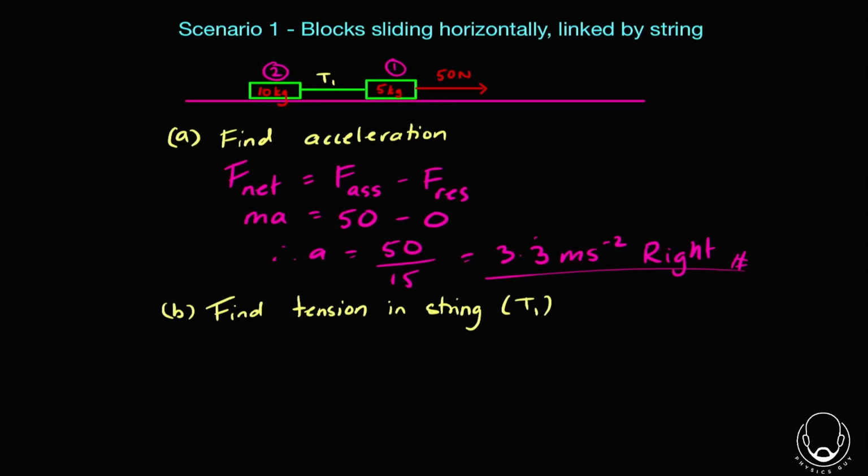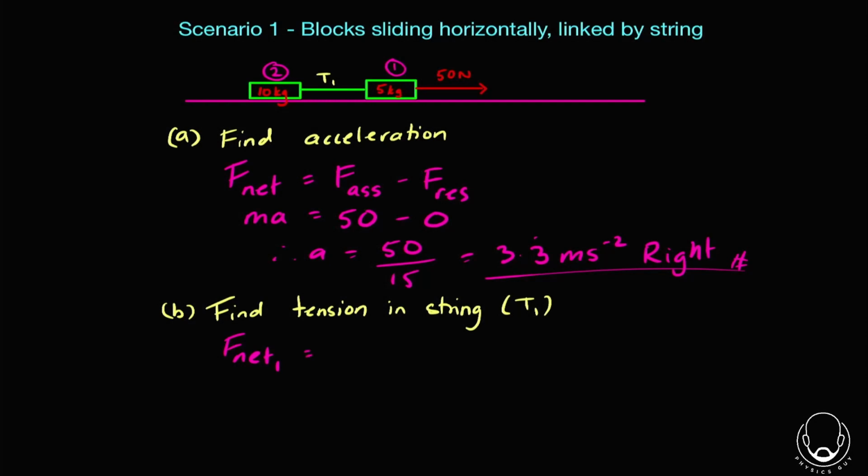Then it says find the tension in the string, which is labeled T1. There are a couple of different ways of doing it. Firstly, let's consider object number 1, so we'll call it Fnet1. I want to come up with an expression for the net force acting on object 1. Once again, it's the forces assisting its motion minus the forces resisting its motion.